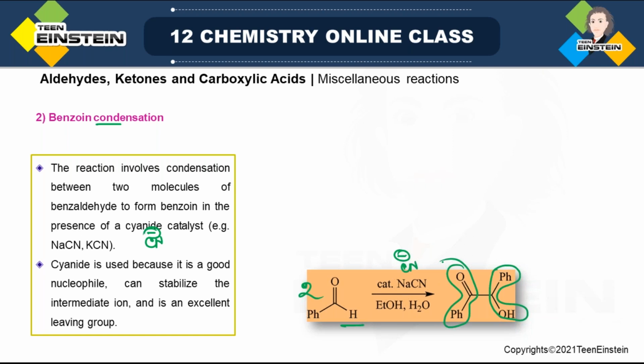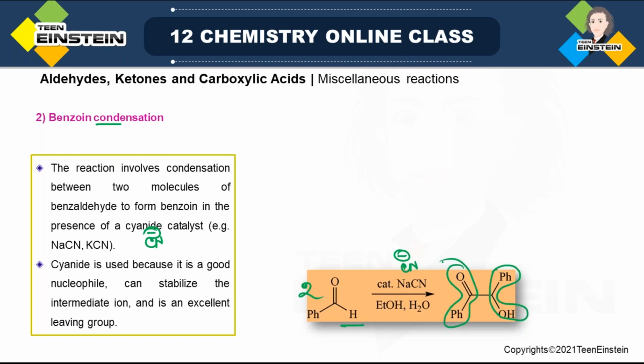Now the reason why we are using only CN minus as catalyst, why not other catalysts? Why are we saying it is a catalyst first of all? Because if you look at the product structure, there is no presence of CN minus. That means it is just helping in the reaction. It is not that ultimately it is also present in the product. No, it is not present. It is just assisting in the reaction. That is why it is a catalyst.